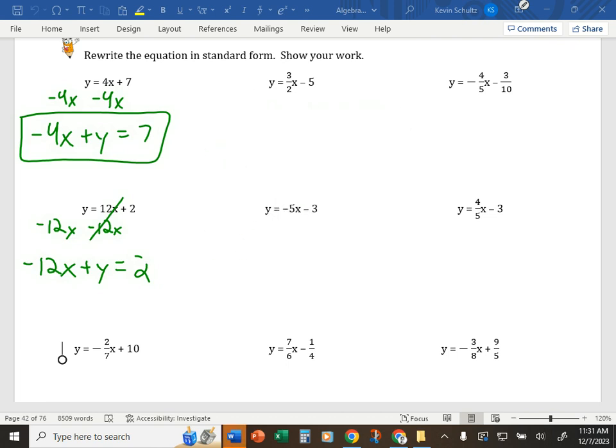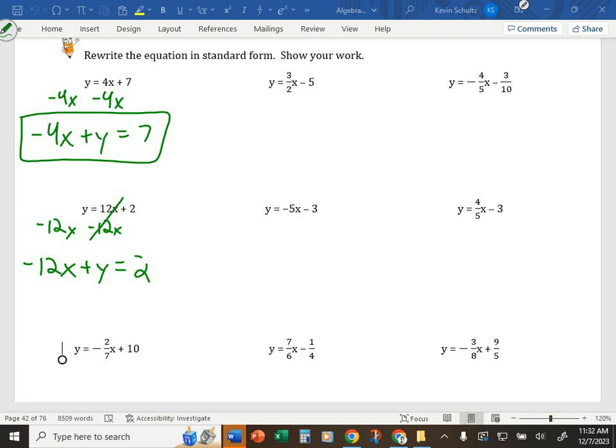Do the next one. Y equals -5x minus 3. Which one? Y equals -5x minus 3, the one in the middle there. We're still not tackling fractions just quite yet. And who is bold, brave, confident enough to share their answer? Nolan. 5x plus y equals -3.